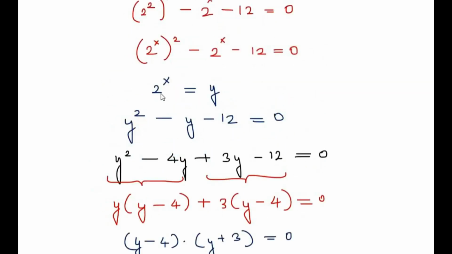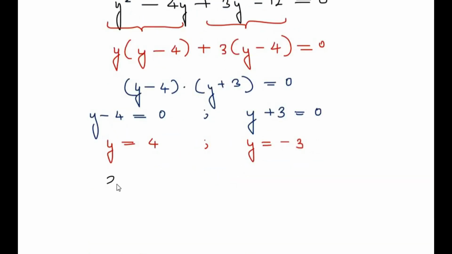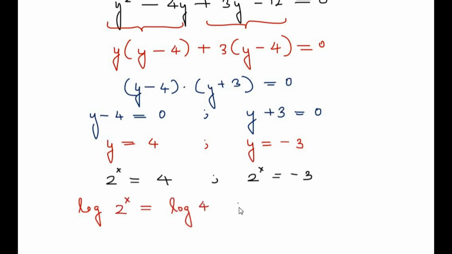But here y represents 2 to the power of x, so let us replace y with 2 to the power of x. So we get 2 raised to x is equal to 4 and 2 raised to x is equal to negative 3. Now to further solve this, let us make use of log on both the sides of the equal to sign. So we get log 2 raised to x is equal to log 4, and here we are going to do the same: log 2 to the power of x is equal to log of negative 3. Now here remember that log of negative numbers does not exist, so we are going to discard the second solution and focus on the first one.